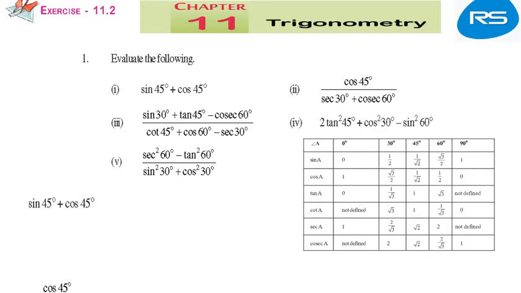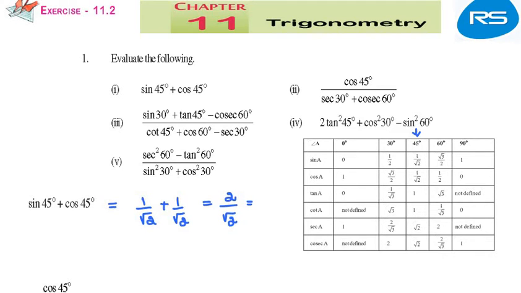Sin 45 value plus cos 45 value. Sin 45 value is 1 by root 2 plus cos 45 is also 1 by root 2. You can check from the right side of the table. Sin 45 is 1 by root 2 and cos 45 is also 1 by root 2. So 1 by root 2 plus 1 by root 2. So that becomes 2 by root 2.